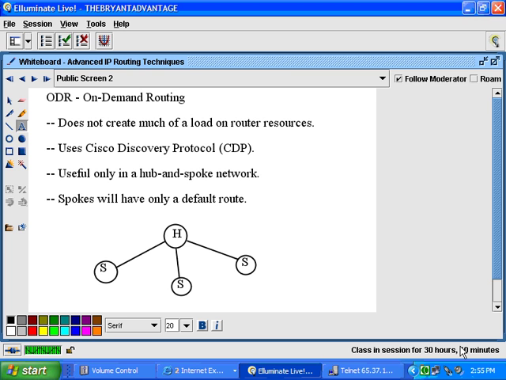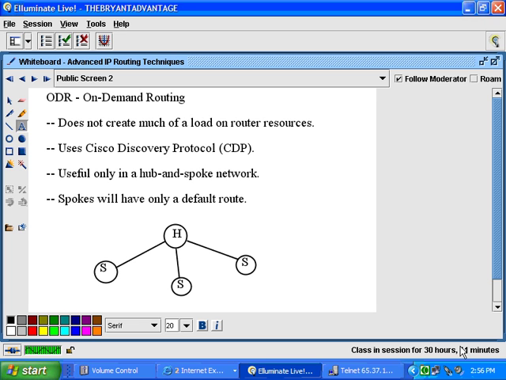Now, we've talked quite a bit about static routing here. We've talked about how to write a static route. We looked at how to write a default static route. Those were both in the previous video. And now you've seen that ODR actually sends only a default route to its spokes. Well, we may be in situations where we create a static route and we want to advertise it. We want to propagate it throughout the network.